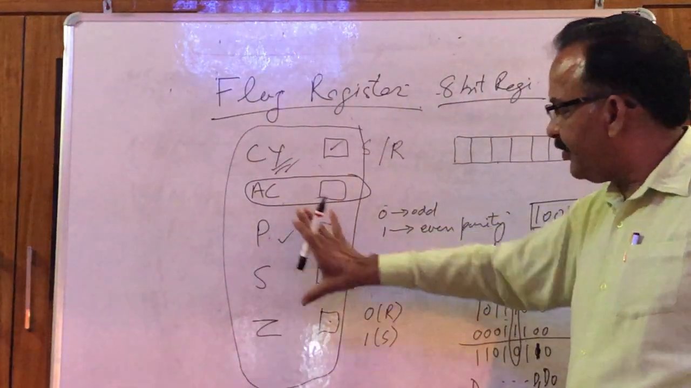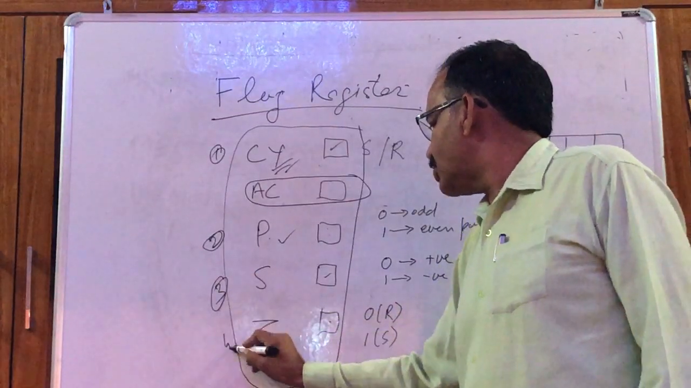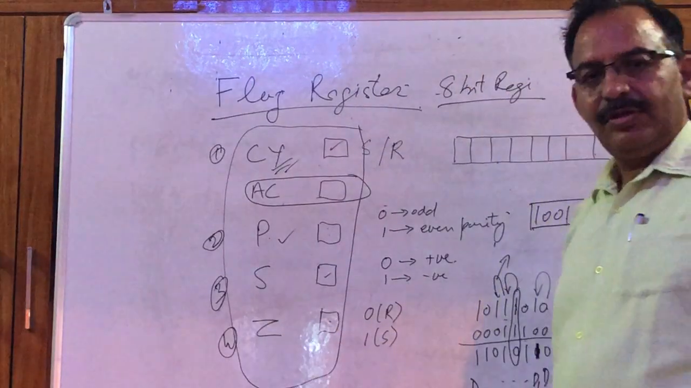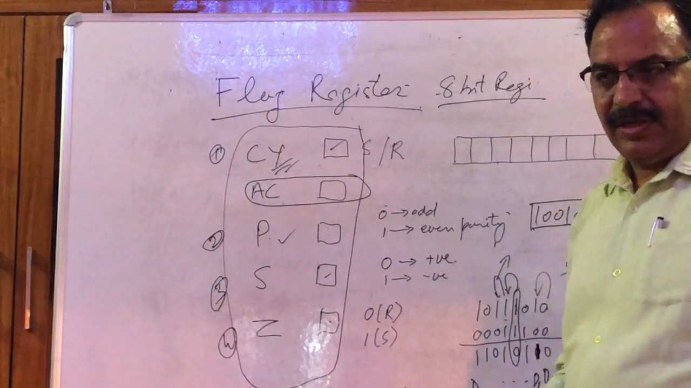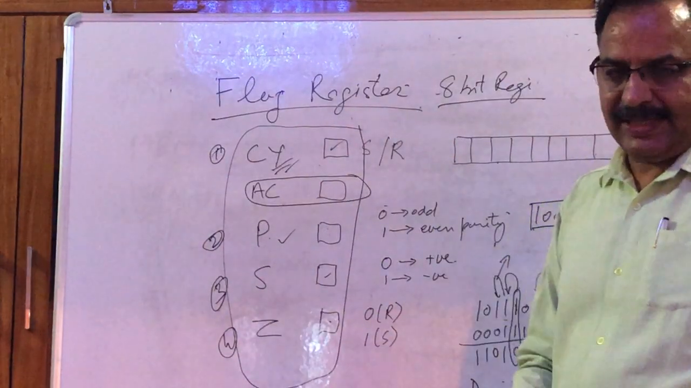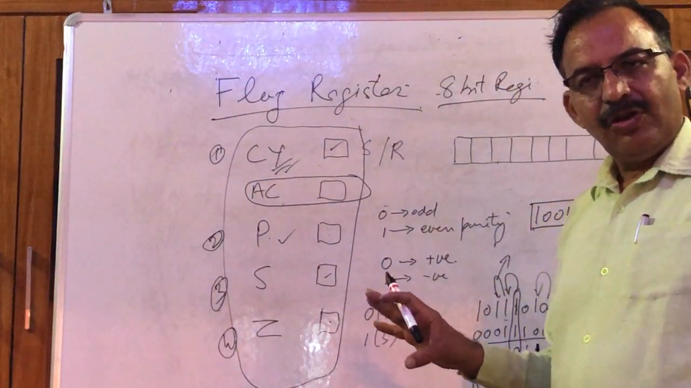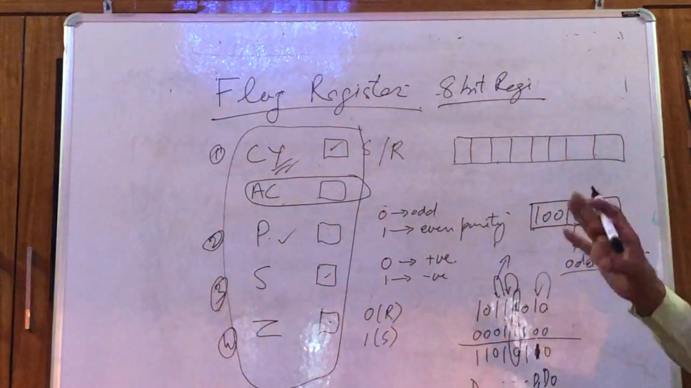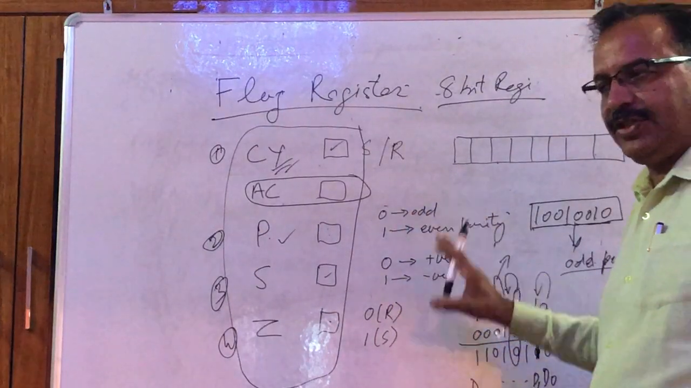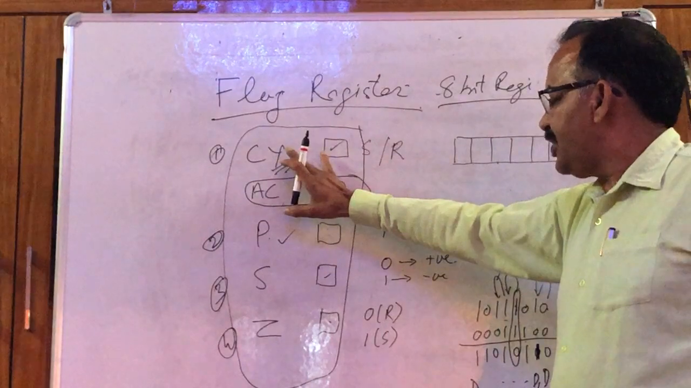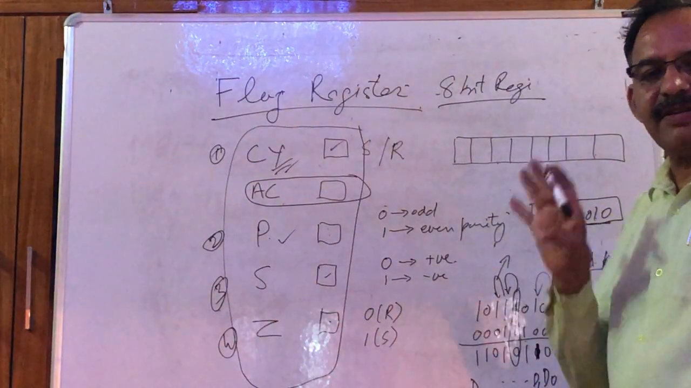Actually, out of these 5 flags, the 4 flags, that means this one, this one, this one, and this one, that means carry, parity, sign, and zero, these 4 flags are used to set a condition and to test a condition for their set state or for their reset state. Auxiliary carry is never used to set or test a condition. Auxiliary carry is only used for BCD arithmetic. It is never used to set or test a condition. Right? So, on the basis of their set or reset, we can have 8 different conditions.